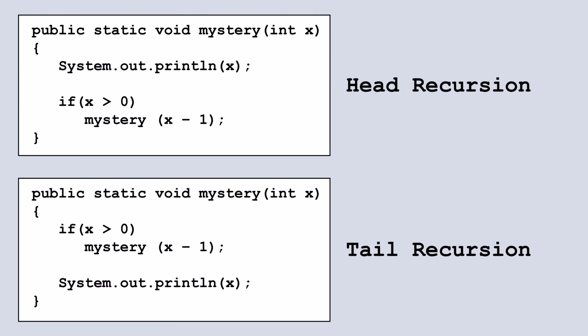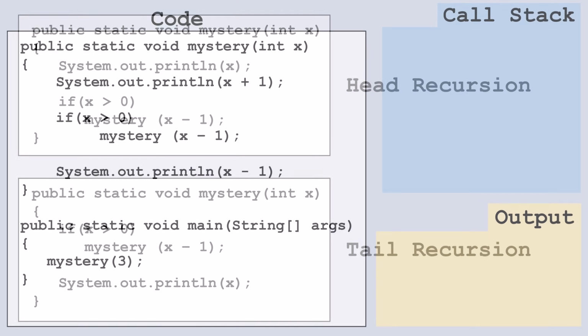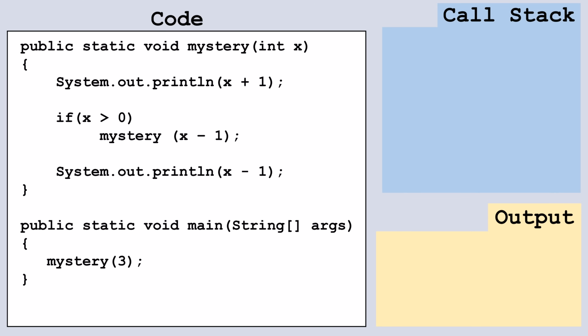Let's take a look at the full Java code for both the head recursion and tail recursion mystery methods side by side. As you can see, the primary difference between the two methods is the placement of the recursive call. In head recursion, the call occurs before the other processing, while in tail recursion, the call occurs after the other processing. Now let's examine a third code example, which demonstrates a method that combines both head and tail recursion techniques to showcase their effects within a single code snippet.